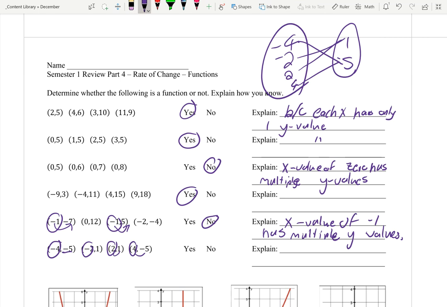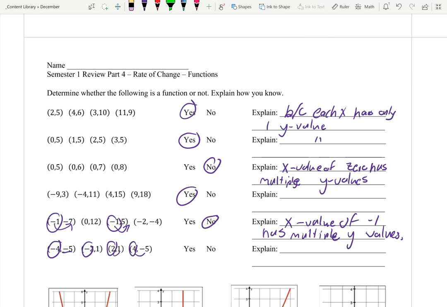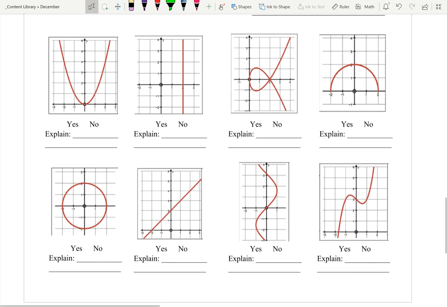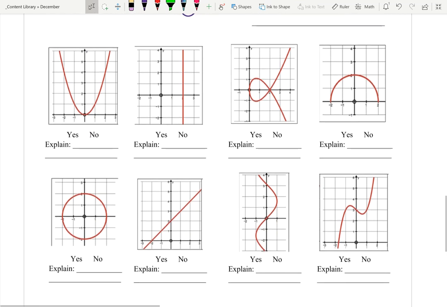You have 2 people at 1's house. You have 2 people at negative 5's house, but there's nothing wrong with that. Each of these people is in one place, though. That's the part that matters. As long as they're not in 2 places at the same time, you're good. So again, you can just write yes, because each x value has only one y value. And the last one is the vertical line test. Is it a function, yes or no?